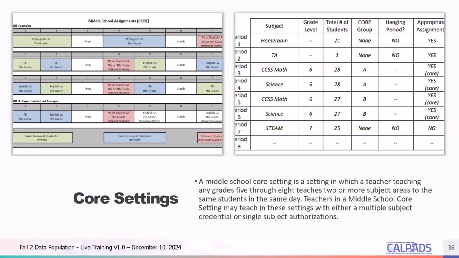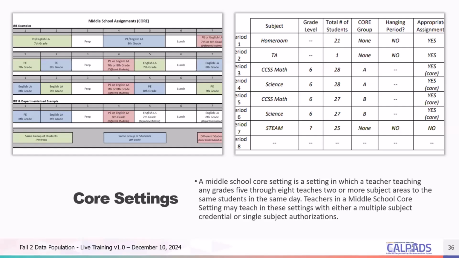It's important to note that education code does not specify which subjects may be taught in a core setting or whether the subjects can be academic or elective. Therefore, any 2 or more subjects may be cored. In addition to this, classes in a core setting do not have to be consecutive periods of the day, but the students in the core setting must remain the same. And core assignments are only available in middle grades 5 through 8.